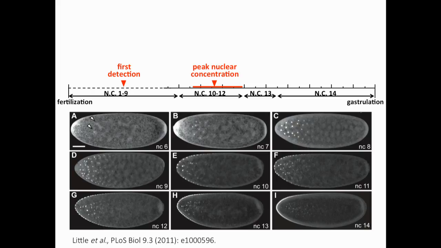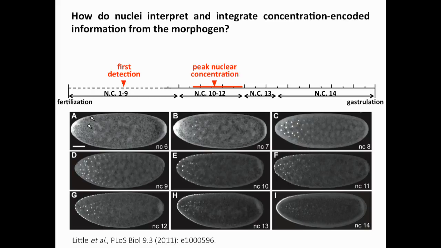So the morphogen profile keeps on changing while the nuclei undergo syncytial divisions. Curiously, these two dynamic processes match each other well enough to give rise to precise and faithful cell-fate decisions. Therefore, we ask the question of how do nuclei in a developing embryo interpret and integrate the concentration-encoded information from a dynamic morphogen? And is morphogen in different time windows equally important for cell-fate commitments?